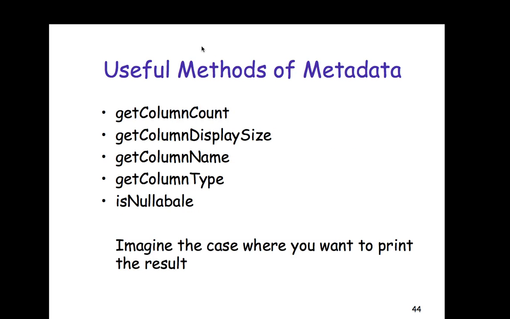Useful methods of the metadata include getting the column counts. In fact, ODBC supports something like this with Visual Basic and some of the Visual Studio.NET stuff. So you're getting pretty much the same as ODBC, but in a JDBC environment. Because sometimes you need to know the column count, to know how many you're going to read, if you're going to parse the result set, and what you're going to do with it. The column display names, types, is it nullable? That's a different one, actually. Can it be null? Can it not be null? So imagine the case where you want to print the results. It might be nice to be able to print the result set as the result set, which is what you're getting in from the native database connection.